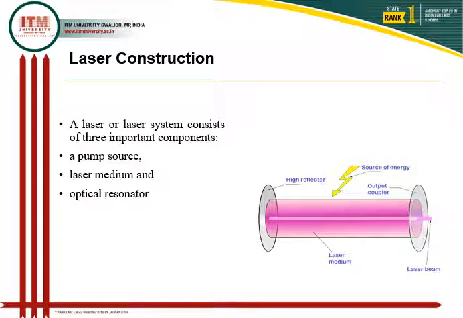So as a conclusion, the laser system consists of three important components: pumping mechanism, lasing medium, and resonator. Broadly, only three things are there: a mechanism to pump the system, because we know population inversion is the essential condition for the laser. And since this condition is an artificial condition, you have to create a pumping mechanism. How to pump?